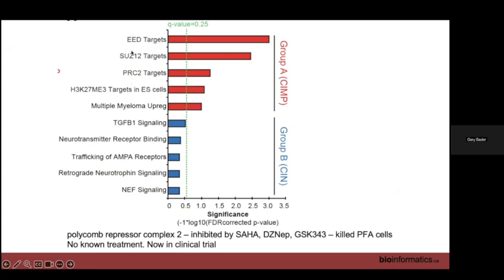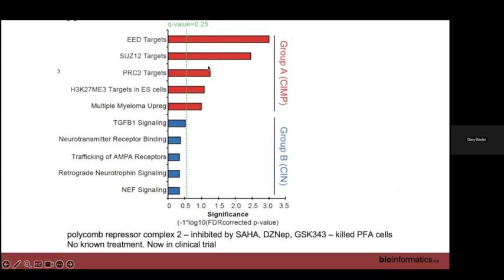So all of these gene sets are related. It turns out they're related to the PRC2 complex. The length of the bar here is proportional to the significance of how enriched the list of targets were in the 2,000 genes that we found to be differentially expressed. And everything that is bigger or above this green line was the threshold of significance that we chose. There were only a few pathways significant in the A type, and there were no pathways significant in the B type.